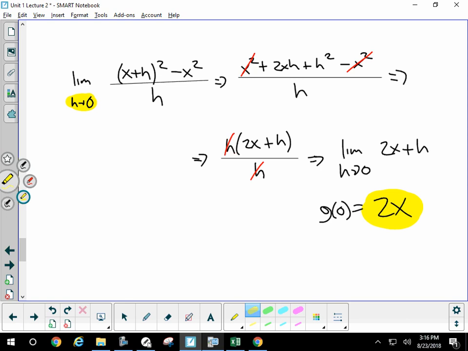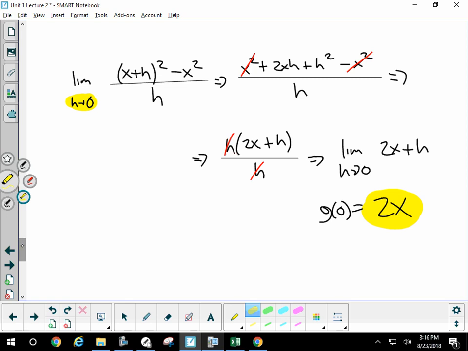I did not hear many people include h in their solutions. They went straight to the correct answer, 2x. After we simplify everything, we end up with 2x plus h, but we did not forget to plug in 0 for h to get our final answer, okay? We should always be thinking about plugging in 0 every step along the way, and we stop when we get something other than 0 over 0.